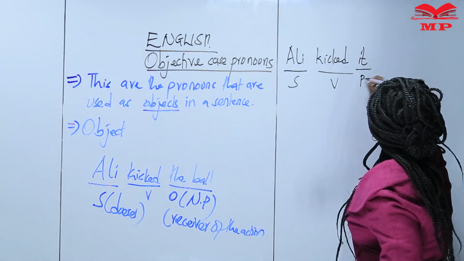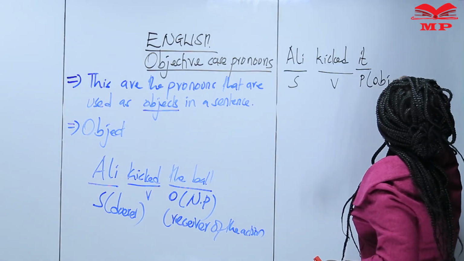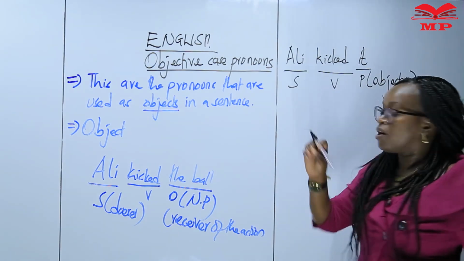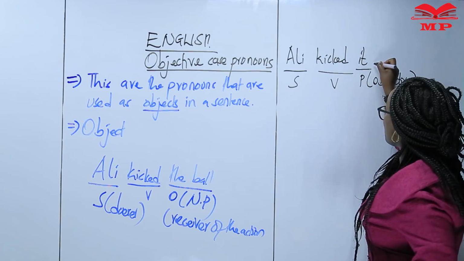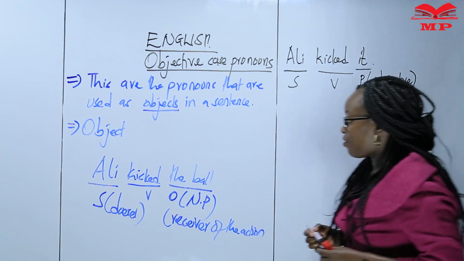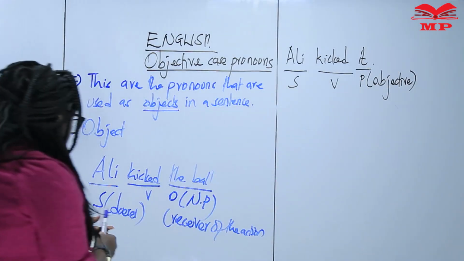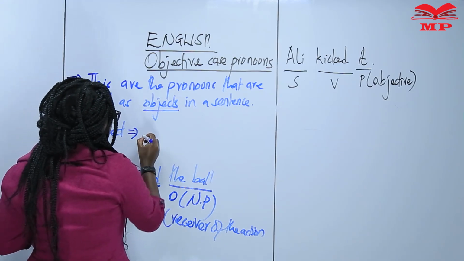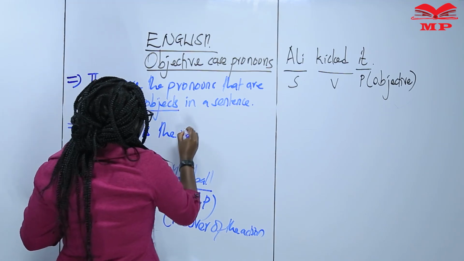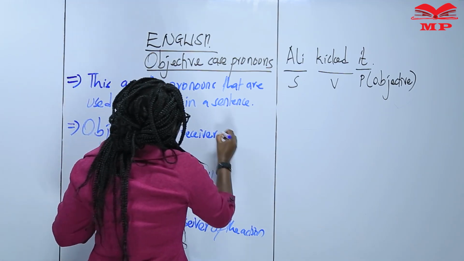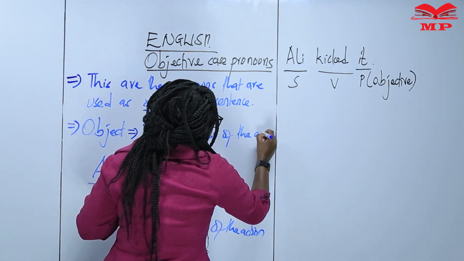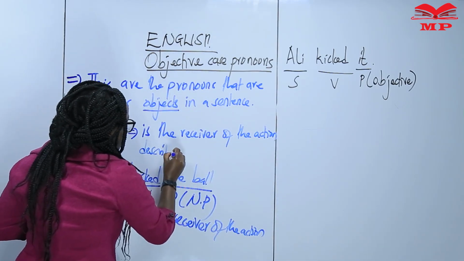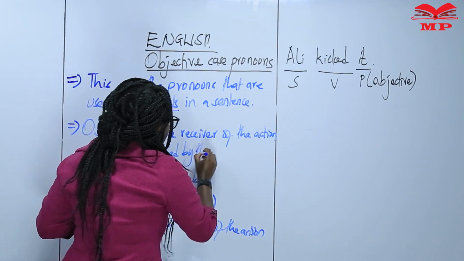Therefore, this is a pronoun, but then we refer to this as being an objective pronoun because it stands in place of the noun that is used as an object in this sentence. Therefore, we could now say that the object is the receiver of the action described by the verb.